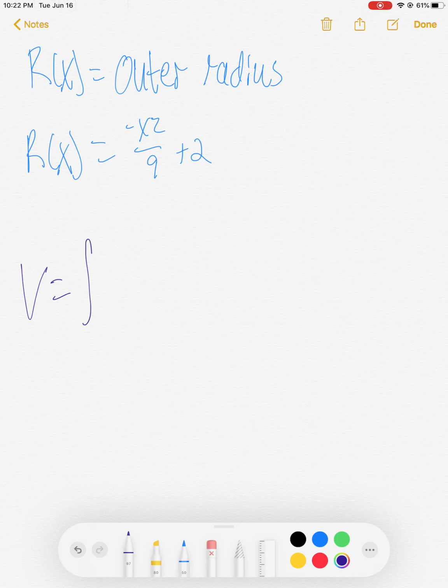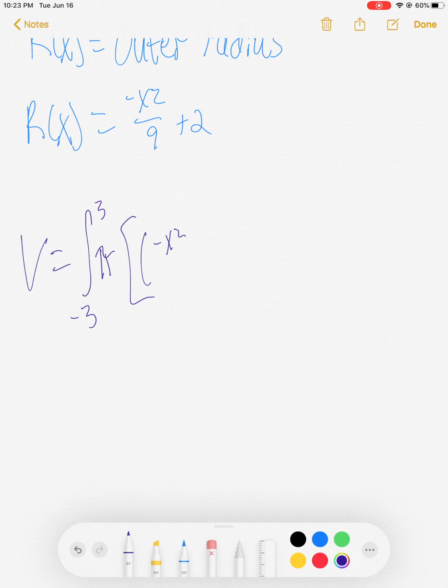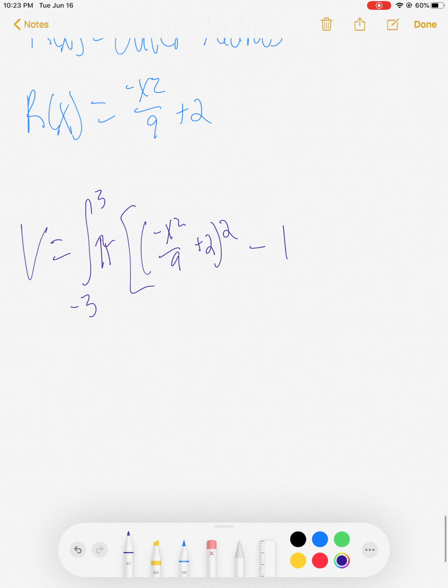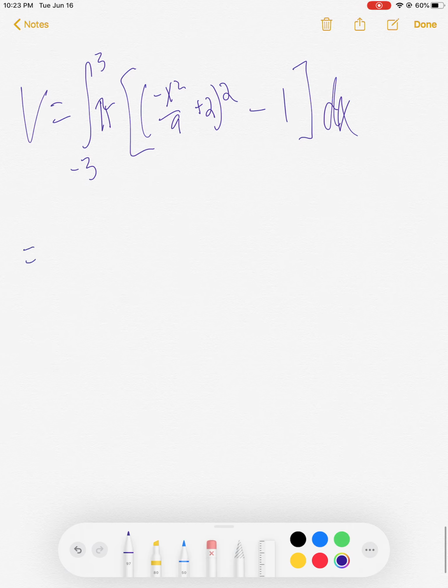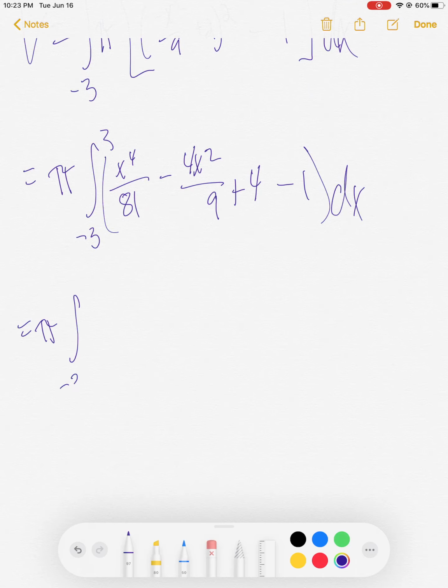So now whenever I go to integrate, integral from minus 3 to 3, we could invoke symmetry again here if we wanted to, but we won't do that here. So r of x squared, this might get a little bit messy. Negative x squared over 9 plus 2, squared, minus, thankfully, little r of x is just 1, so that's nice and easy. That's just minus 1 dx. Let me pull this pi out front. Integral from minus 3 to 3. Square the first, and I get x to the 4th over 81. Double the product, so that's minus 4x squared over 9. Square the last, plus 4, minus 1 dx equals pi integral from negative 3 to 3, x to the 4th over 81.